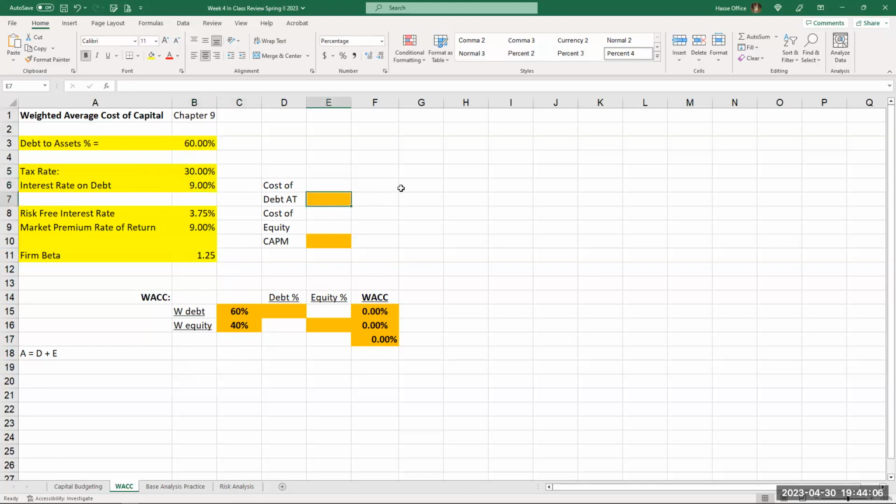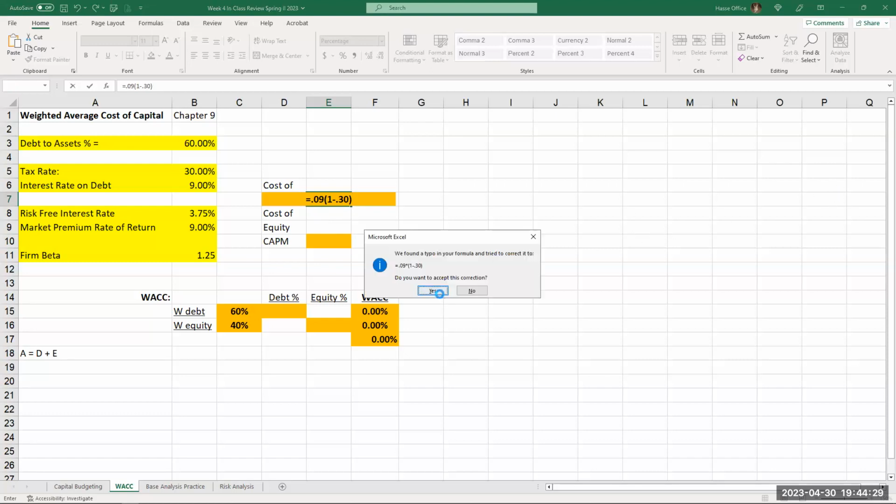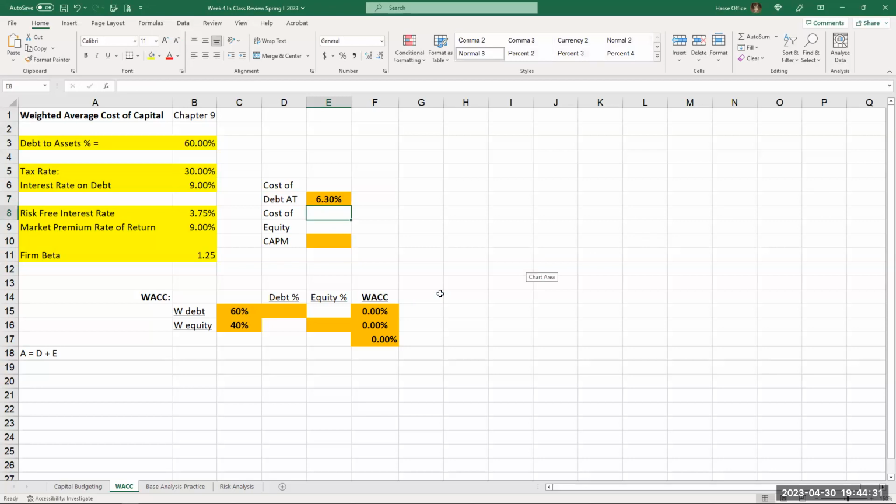So their actual after-tax cost of debt would be the 9% interest times 1 minus the tax rate of 30%. See what I did here? 9% times 1 minus 30%. In other words, 9% times 70%. That equals our after-tax cost of debt, which is 6.3%.